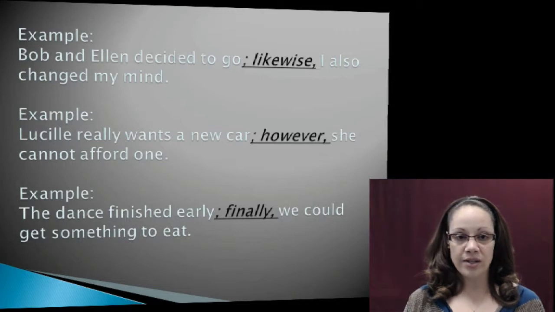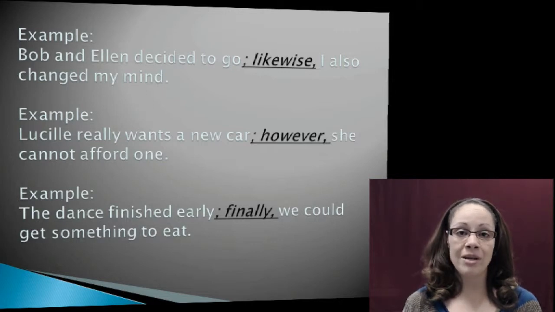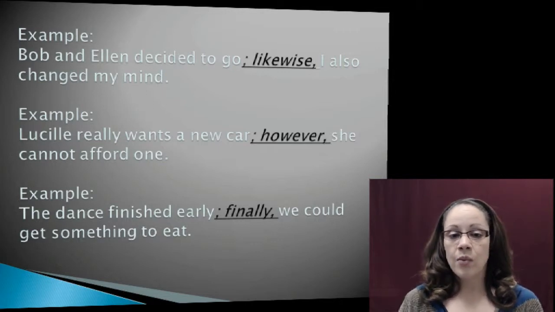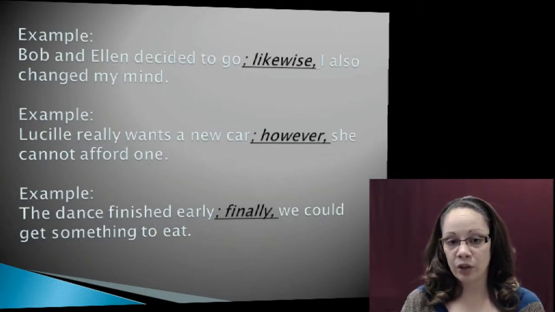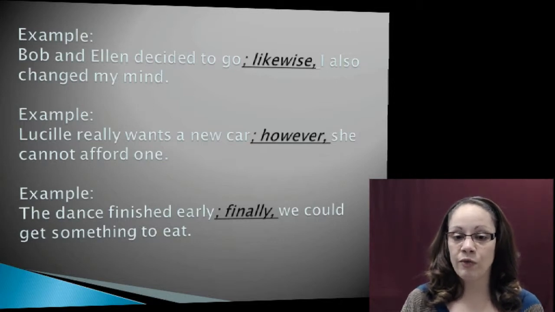And let's look at our third example. The dance finished early. That's our first independent clause. Finished is our verb, dance is our subject. We have another sentence: finally, we could get something to eat. Could get is the complete verb of the sentence. We is our subject. Finally is one of our transition words between two independent clauses. A semicolon goes before it and a comma goes after it.